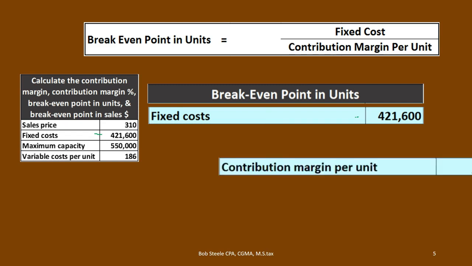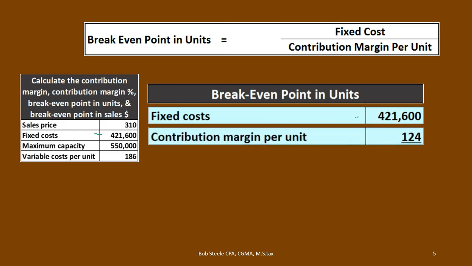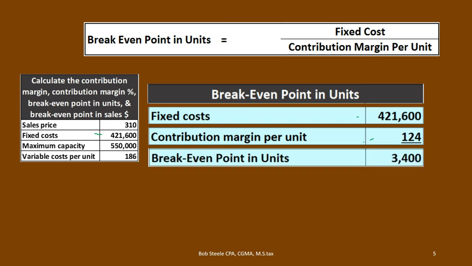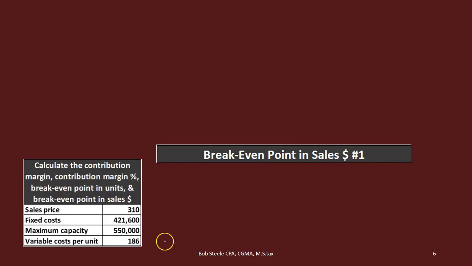So we're going to take that and we're going to divide by the contribution margin per unit. And so that's how much we're walking away with after each unit sales, after the variable costs, not including the fixed costs, but after the variable costs. And if we divide that out, the 421,600 divided by the 124, that means that we need to sell, in this case, 3,400 units in order to break even. So that's how many units we need to sell in order to just cover the fixed cost, basically the things like the rent.